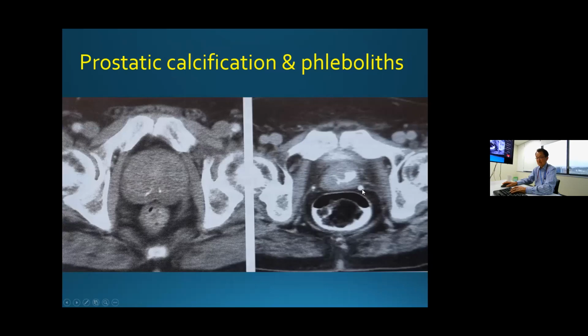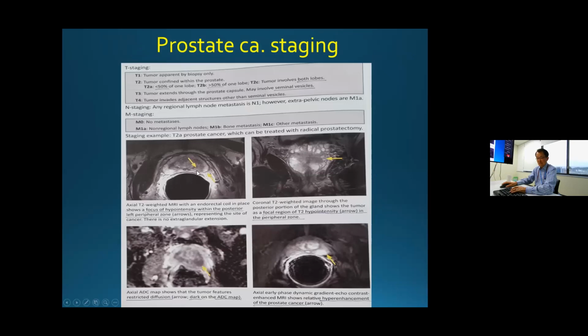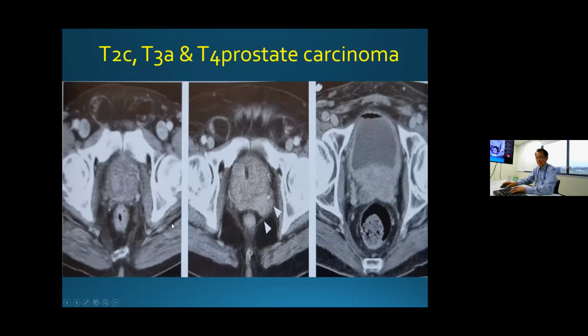Prostate cancer. Again, usually posterior on the T2, the normal peripheral zone has high signal, so the tumor is relatively low signal. Yeah, here you can see. And the tumor expands into the surrounding tissue, so it penetrates the capsule and may involve the seminal vesicles.